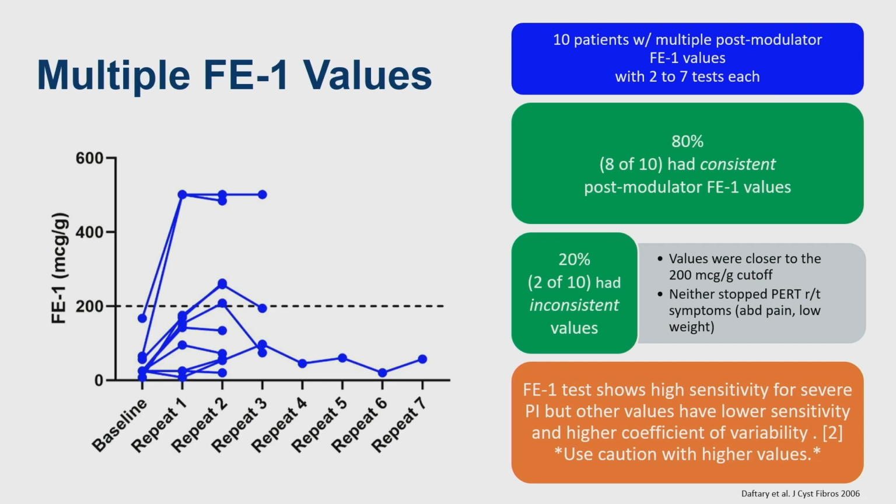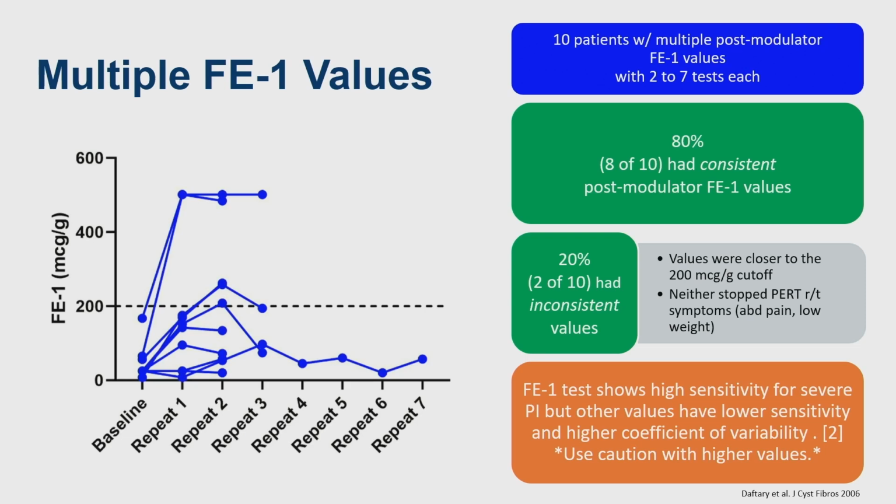Outside of that group of children who were pancreatic sufficient, we looked at those who had more than one elastase value while on modulator. So we had 10 of these children who over time had more tests done, somewhere from 2 to 7 tests each. 80% of them stayed within that category. If they improved to PS, they stayed there. If they were pancreatic insufficient before and after, they stayed there.